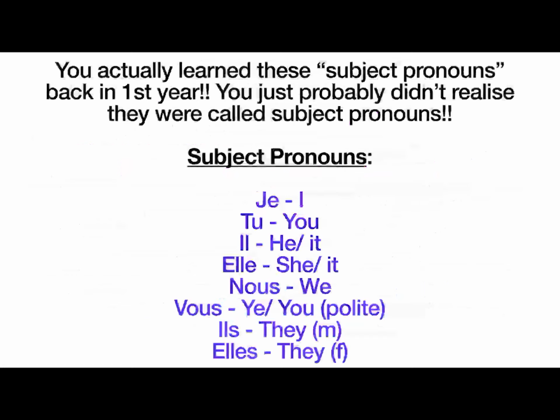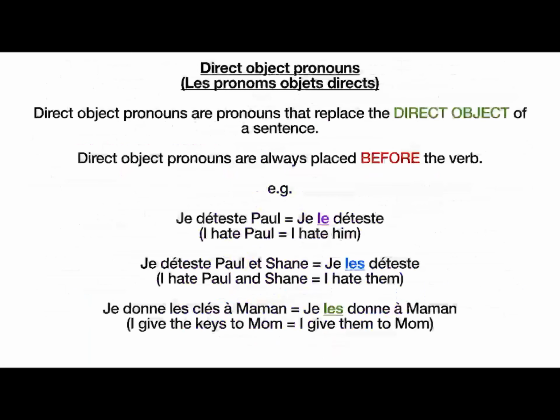So Marie goes to the shop every day. She goes to the shop at 12 o'clock. Paris is a lovely city. It is really big. Okay, so you just replace the name of a person or a place with the subject pronoun. Lovely. Okay, then we moved on to direct object pronouns.